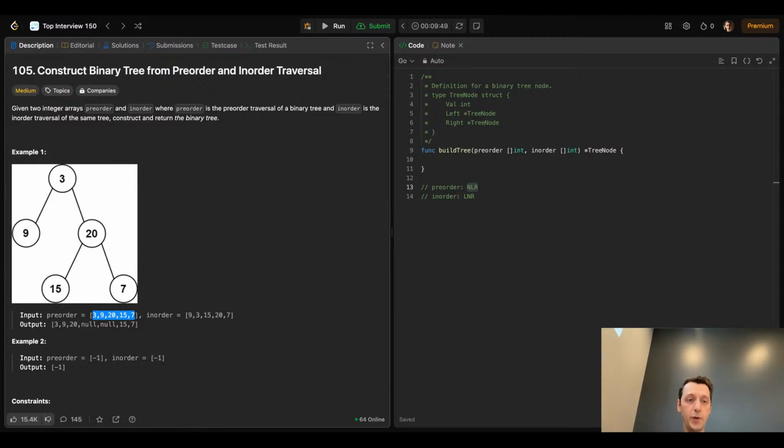Now, how do we use these order guides? And I guess we need both. So why do we need both? I wonder why we need both.